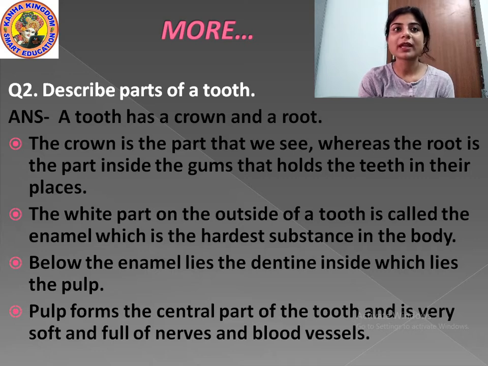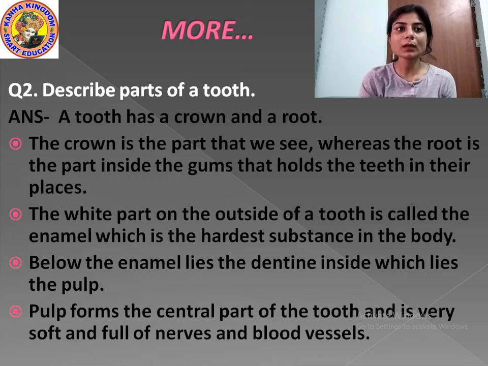Yes or no? The crown, the part that we see, these are the crown of the tooth. Okay. Whereas the root is inside the gums that we have, the root of the teeth. Okay, that is the root is the part inside the gums that holds the teeth in their places. Then point number 2, the white part on the outside of the tooth is called the enamel. This white part is called as enamel, which is the hardest substance in our body.